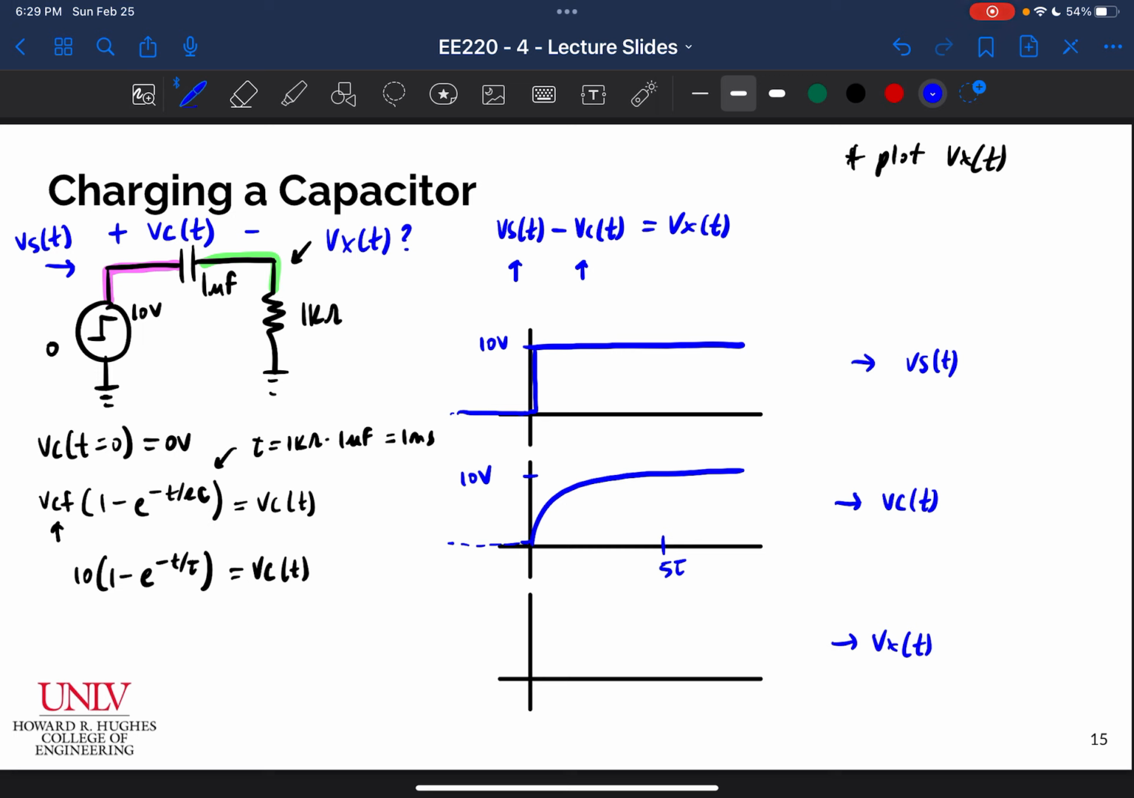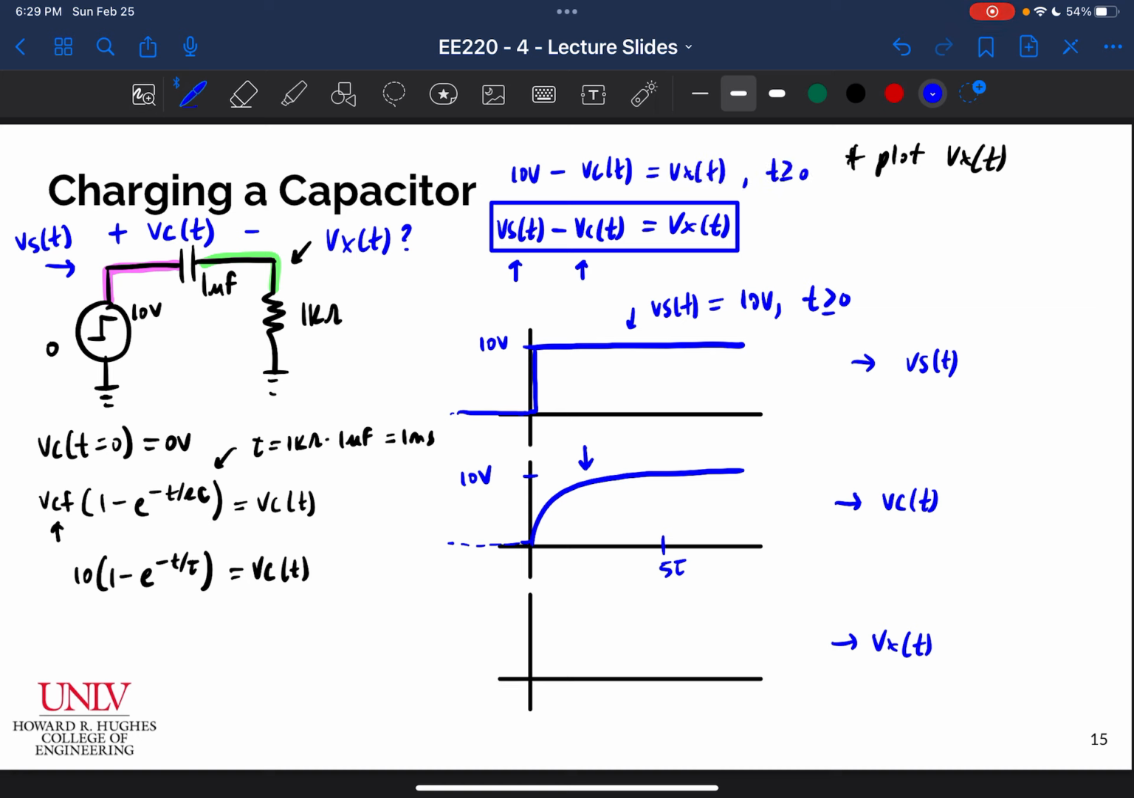Okay? And so if I wanted to know what Vx of t looks like, well, from this expression, I know that Vs of t minus Vc of t gives me Vx of t. And so at any given point on this graph, I could just take 10 volts, right? That's Vs of t for all time t greater than 0. Basically, I could say Vs of t is equal to 10 volts as long as t is greater than or equal to 0. And so at any given time, I can just take 10 volts minus Vc of t, and that would give me Vx of t so long as t is greater than or equal to 0.